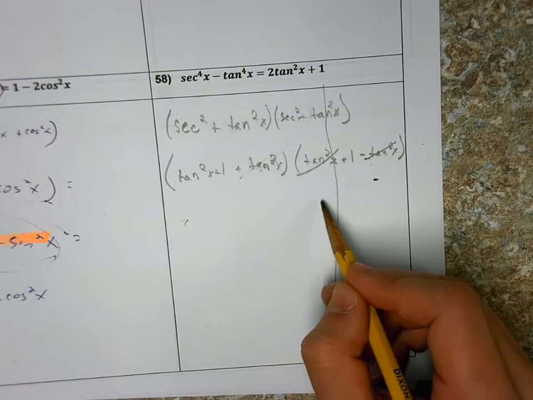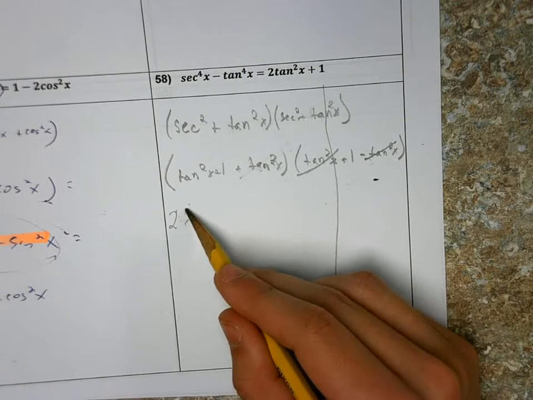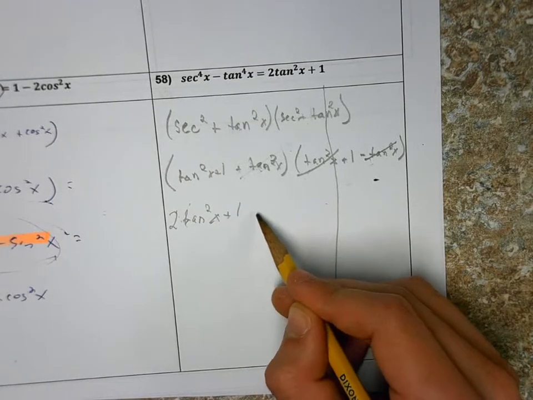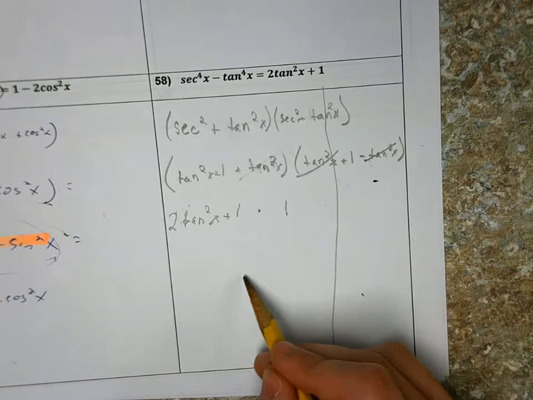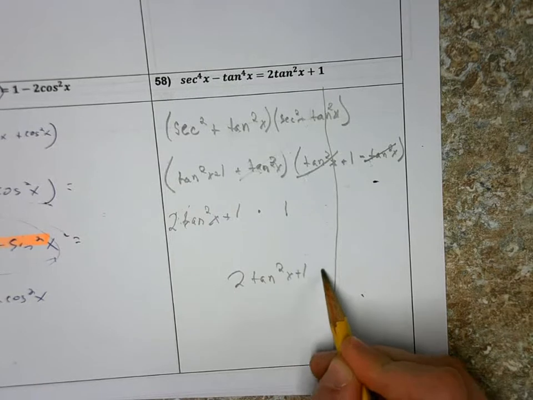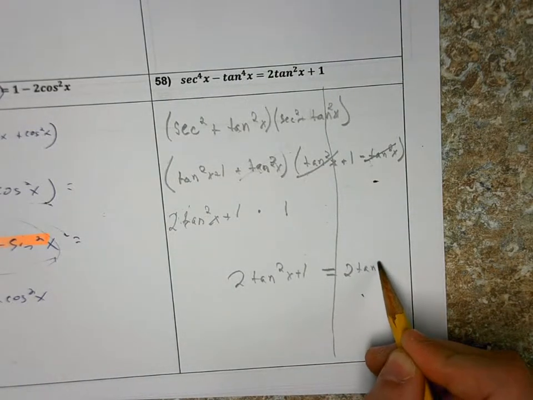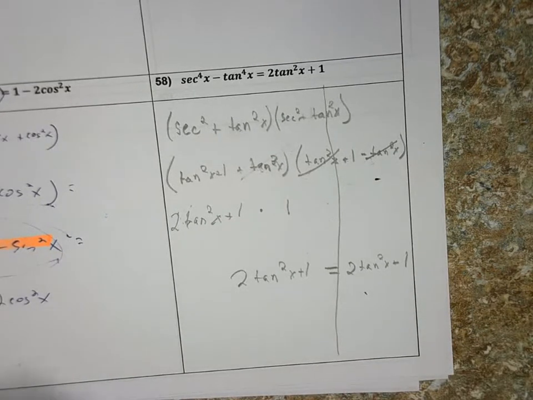Then when you add those two on the left side, you get 2 tan squared x plus 1, and 1 on the right side, which the answer would just stay the same. So it's 2 tan squared x plus 1 equals 2 tan squared x plus 1. That's what happens when you combine two like tan squared x terms.